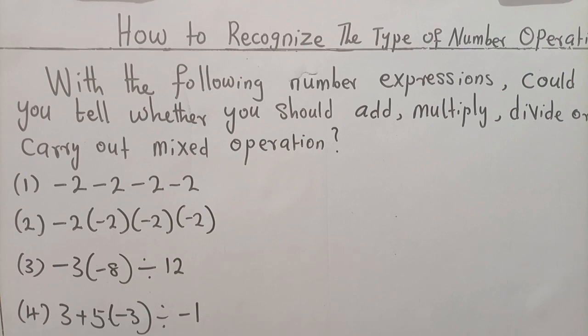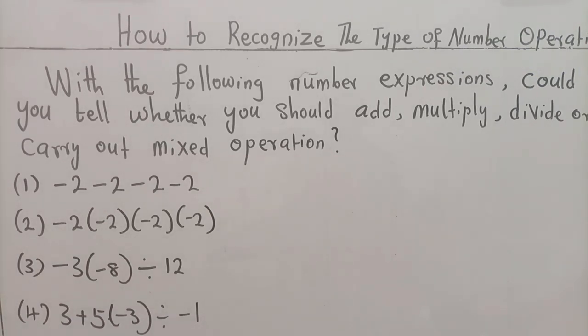A mixed operation is a type of operation that contains some or all of addition, multiplication, division. I failed to mention subtraction. That is because subtraction is just addition. Therefore, the three major operations we carry out in basic arithmetic are addition, multiplication, and division. When two or all of them are involved in one operation, we call it mixed operation.